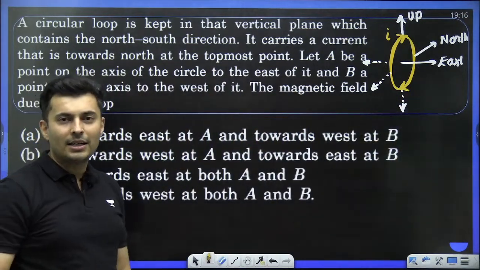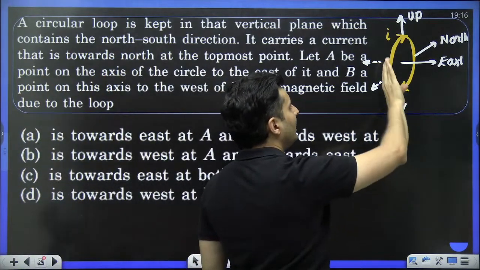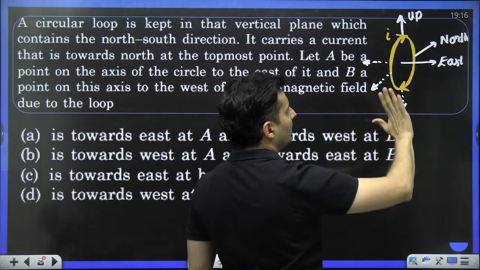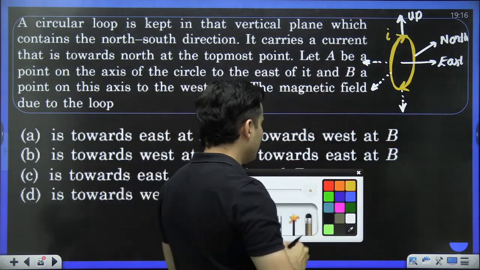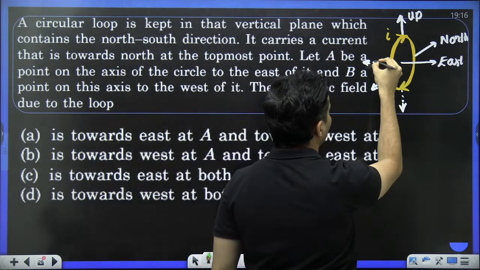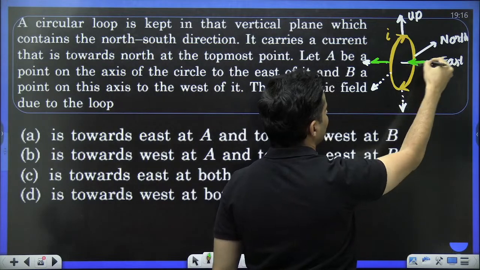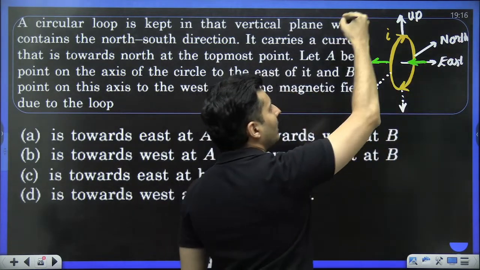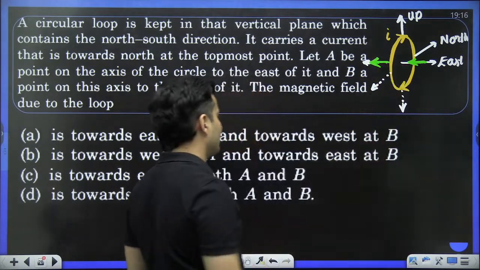Once I know the current, I can use my right hand's 4 fingers, turn it in the direction of the current, the thumb automatically goes towards the left side. That means the magnetic field because of that will be like this. The magnetic field will come from here, go there. So the magnetic field is towards the west.